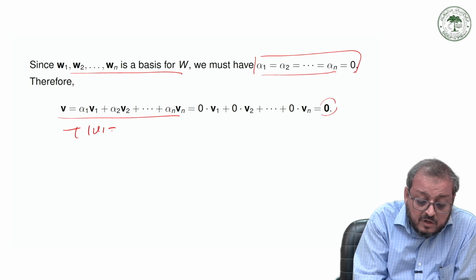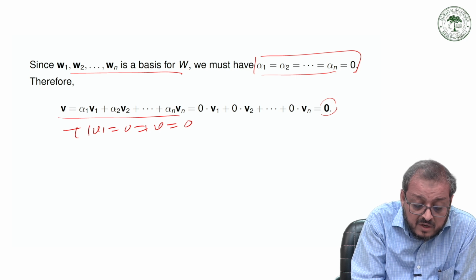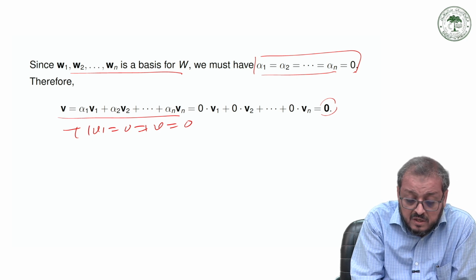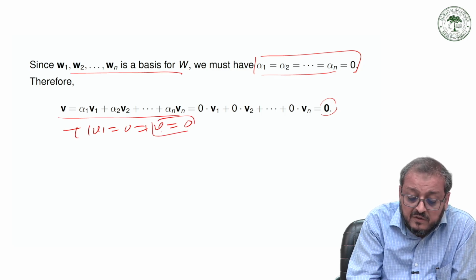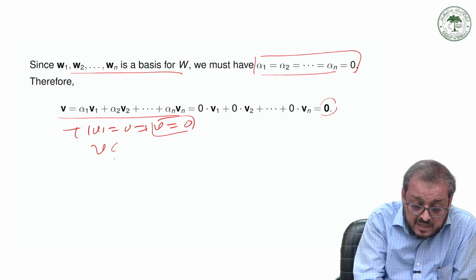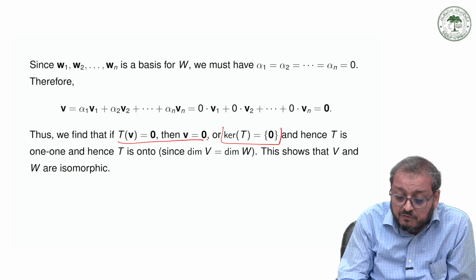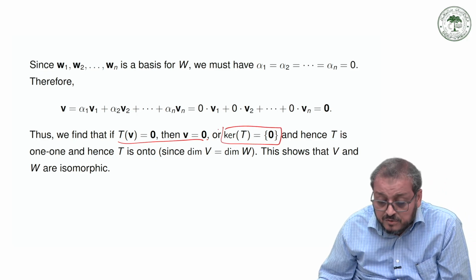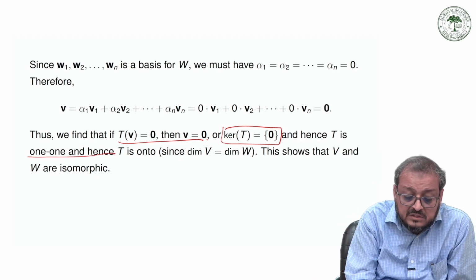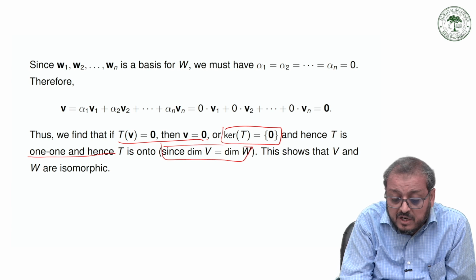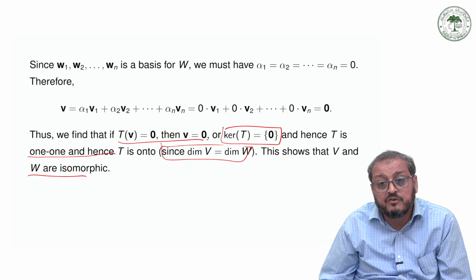So we show that T of v equal to 0 implies v is equal to 0. This means the kernel of T is nothing but the 0 subspace. If the kernel of T is the 0 subspace, then T is 1-1, and hence T is also onto, because the dimensions of V and W are the same. So clearly this shows that V and W are isomorphic to each other.